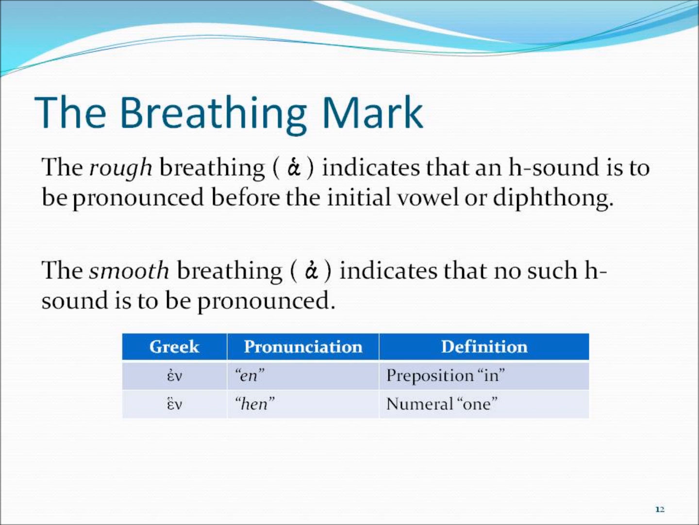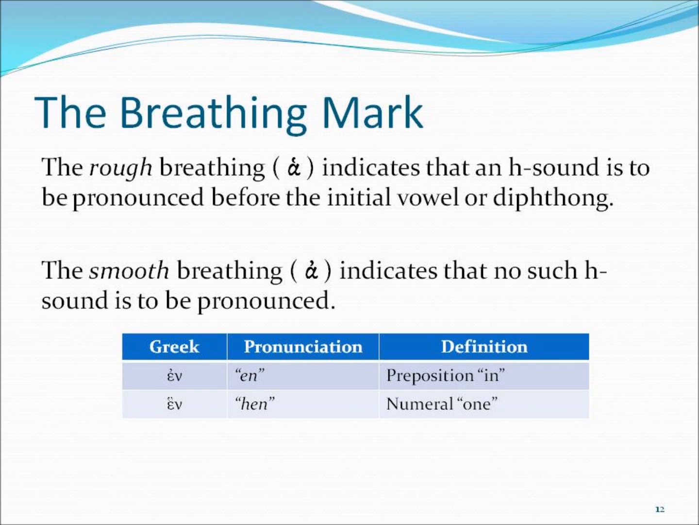There are two breathing marks. One is a rough and one is a smooth. The rough breathing mark, which is if you take a look at the little squiggly above the vowel, indicates an H sound is to be pronounced before the initial vowel or diphthong. The smooth breathing mark, which curves in the opposite direction, indicates that no such H sound is to be pronounced.